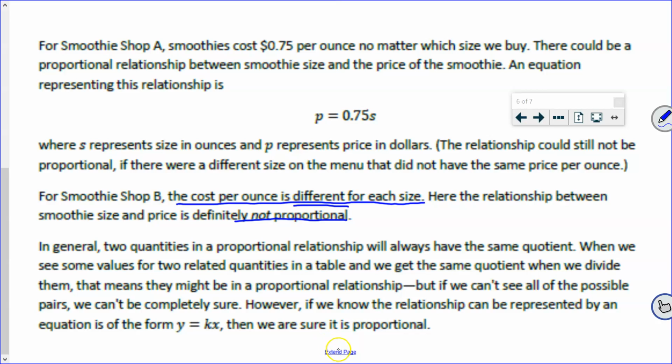In general, two quantities in a proportional relationship will always have the same quotient. And again, I want you to understand why they're always going to have the same quotient. That same quotient, ultimately, what we're calculating is the unit rate, because we're finding the price per ounce. And the unit rate is the same as the constant of proportionality. So if they have that same quotient, that means they have the same unit rate. If they have the same unit rate, that means that they have a constant of proportionality and therefore are proportional.